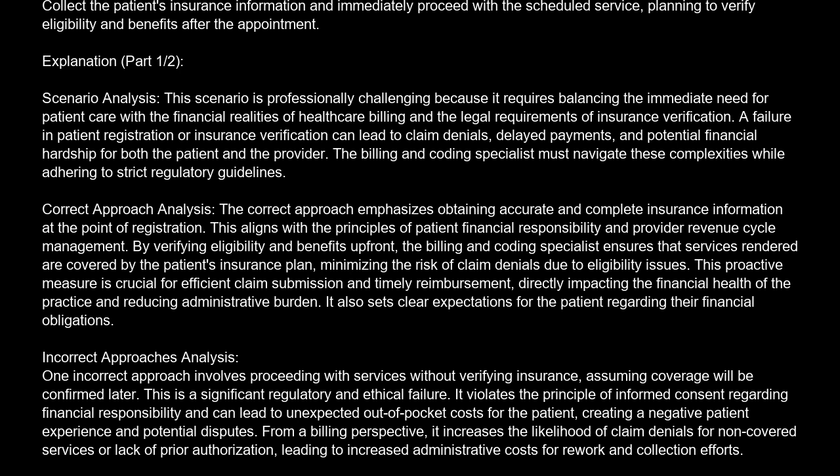Incorrect approaches analysis. One incorrect approach involves proceeding with services without verifying insurance, assuming coverage will be confirmed later. This is a significant regulatory and ethical failure. It violates the principle of informed consent regarding financial responsibility and can lead to unexpected out-of-pocket costs for the patient, creating a negative patient experience and potential disputes. From a billing perspective, it increases the likelihood of claim denials for non-covered services or lack of prior authorization, leading to increased administrative costs for rework and collection efforts.